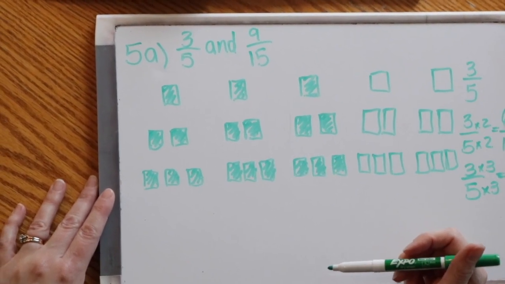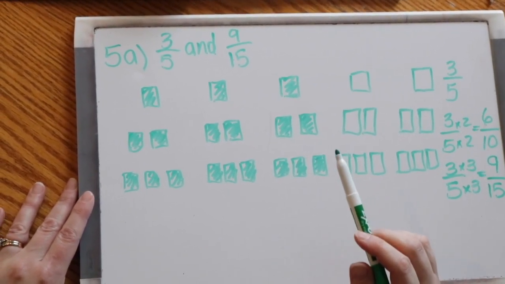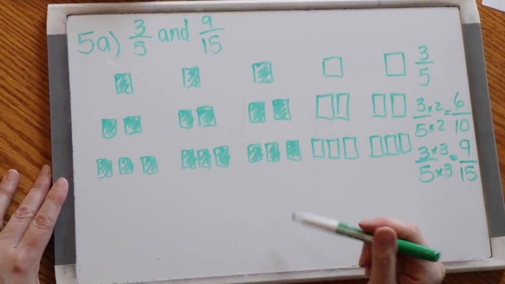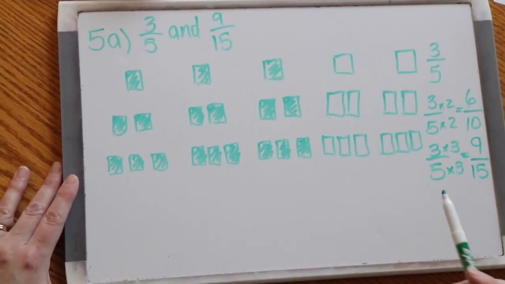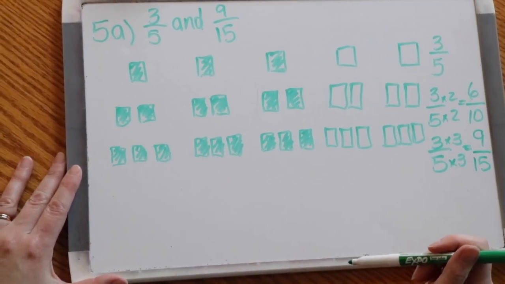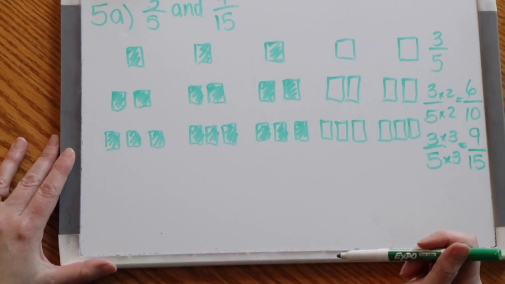And now for both 5B and 5C, you're actually going to need to do 4 steps. You'll have to do one more row of blocks till you can prove using pictures that those fractions are equivalent.